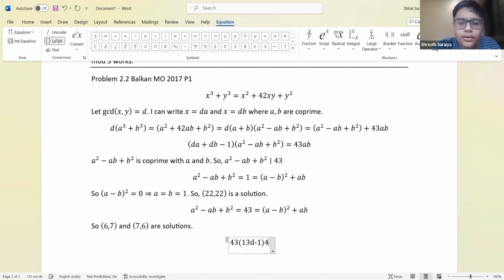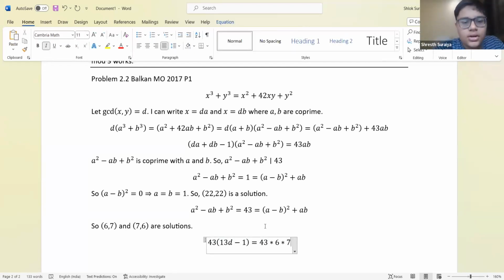So 43 into a into b, which is 6, 7. So into 6 into 7. So 13d minus 1 equals 42. So d equals 43 by 13. Doesn't give solutions. So you reject this case, but it gets rejected.